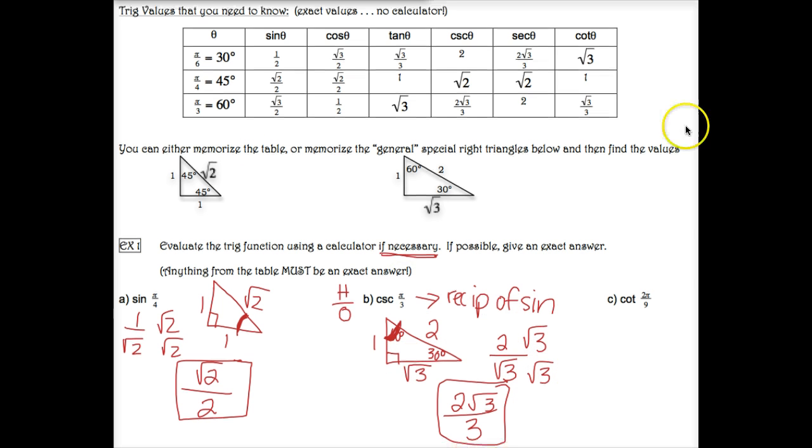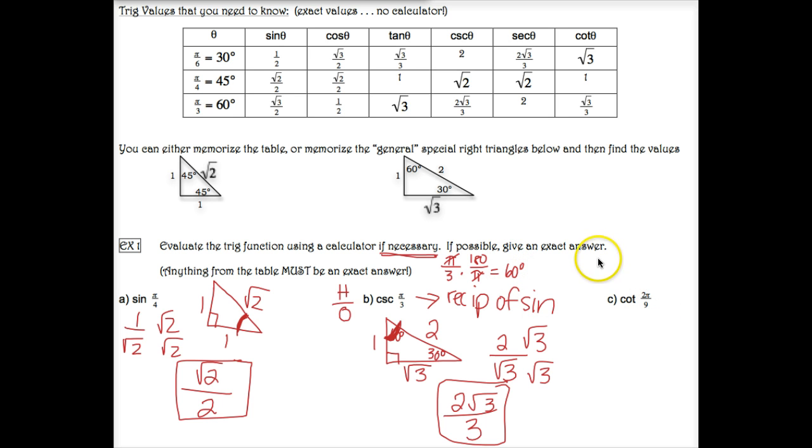All right, next one, cotangent of 2 pi over 9. Now, that one's not in my chart, and what we did in the first half of this lesson is we did some conversions. Just like, if you didn't know that pi over 3 was 60 degrees, you could find it out by doing what we did in the last lesson, which was multiplying by 180 over pi. So pi's cancel, 180 divided by 3 is 60 degrees.